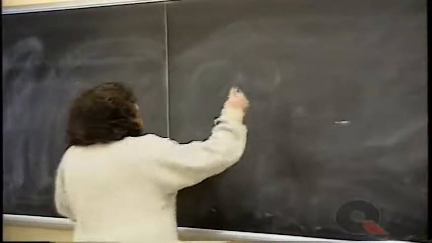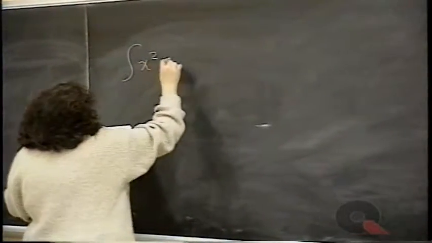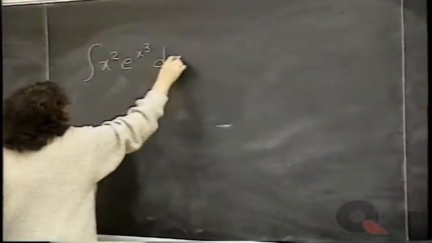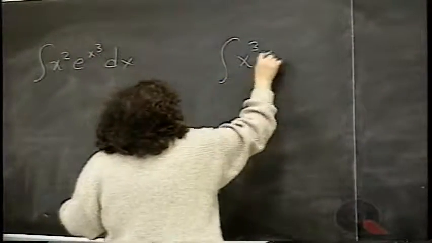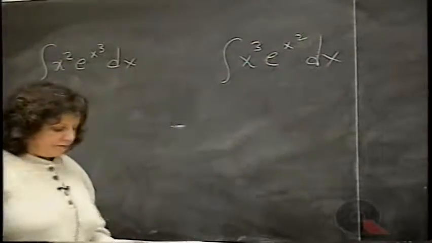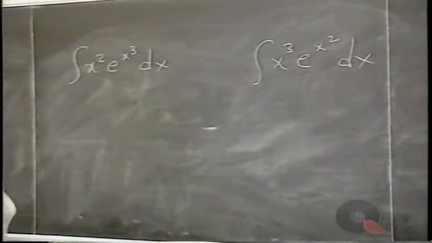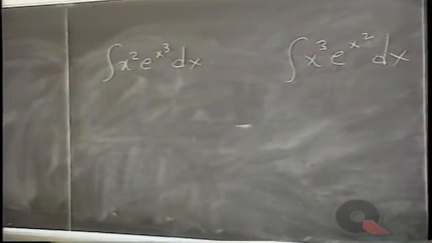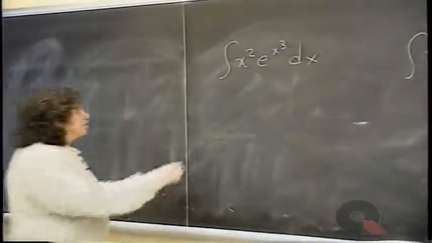For our next pair of examples, let's try integrating x squared e to the x cubed dx, and x cubed e to the x squared dx. Okay. Now, the first of these is the one in basic form. This one is really an e to the u almost du problem.